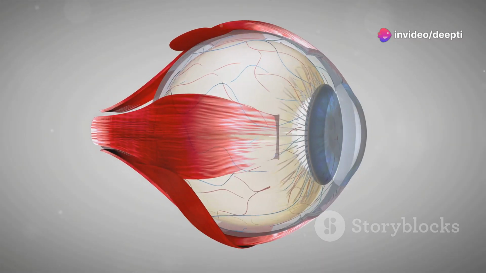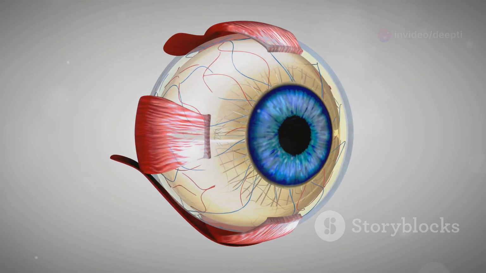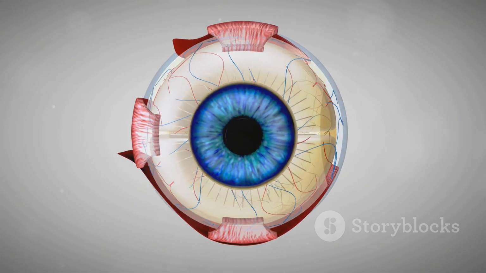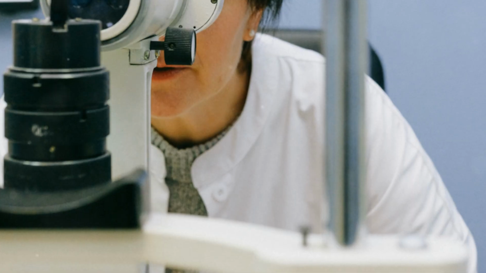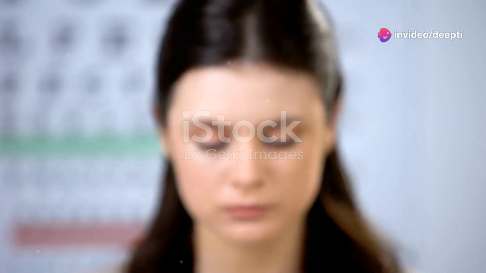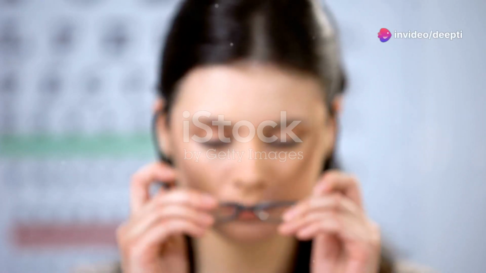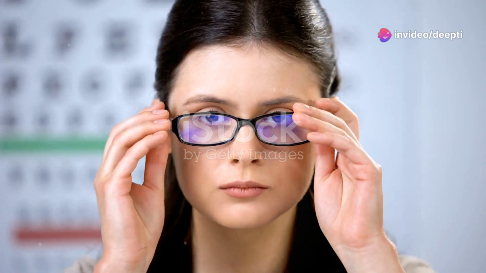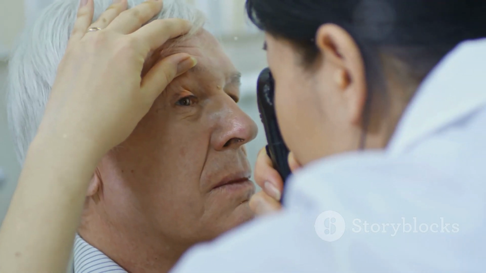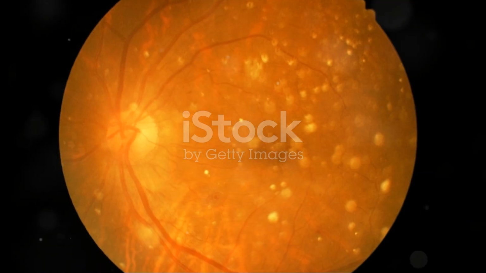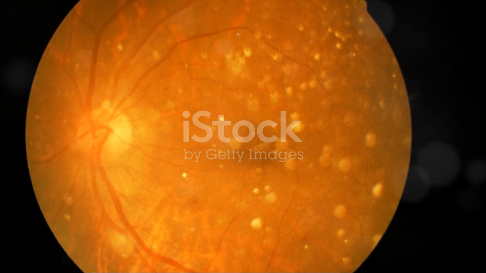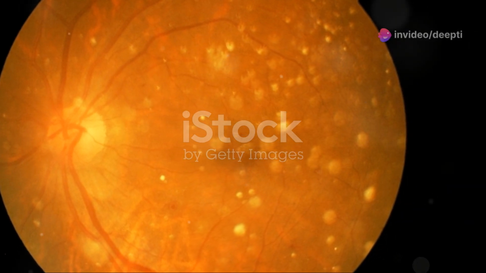Individuals may also notice dark spots or floaters in their vision. These floaters are caused by blood or other fluids leaking into the vitreous, the gel-like substance that fills the eye. As diabetic retinopathy advances, individuals may experience fluctuating vision, where their vision changes throughout the day or from day to day. In severe cases, diabetic retinopathy can lead to vision loss. This vision loss can be partial or complete and may affect one or both eyes.